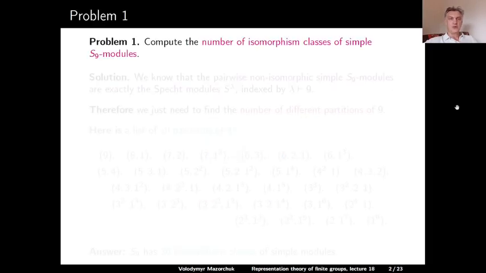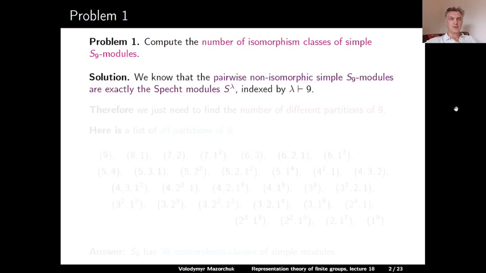Problem 1. Compute the number of isomorphism classes of simple S9 modules. Solution. We know from our theoretical part that the pairwise non-isomorphic simple S9 modules are exactly the Specht modules S lambda, where lambda is a partition of 9. Therefore, in order to solve this problem, we just need to find the number of all different partitions of 9.